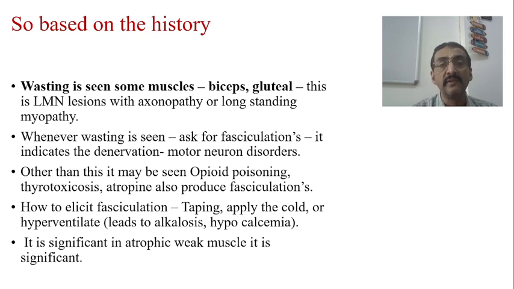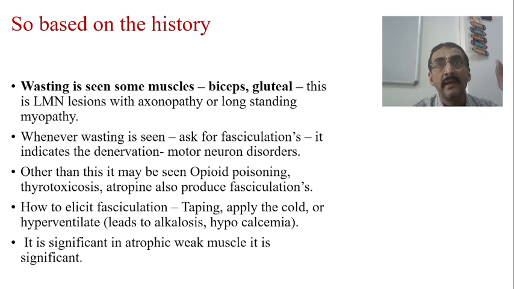Okay, now what actually happens in case of opioid poisoning, thyrotoxicosis, atropine, in that condition also there will be fasciculation. Atrophy may be there, may not be there, that's a different issue. Most of the medicines are there. But simple fasciculation is also seen in these three conditions: opioid poisoning, thyrotoxicosis, and atropine. So again we have to be very clear.